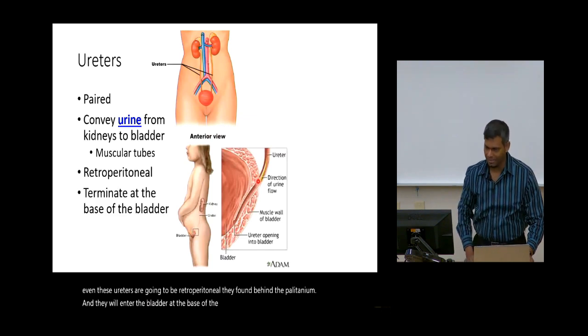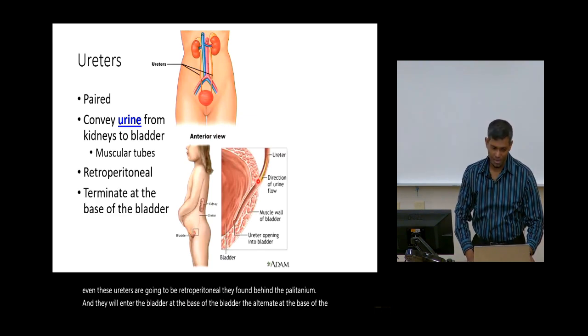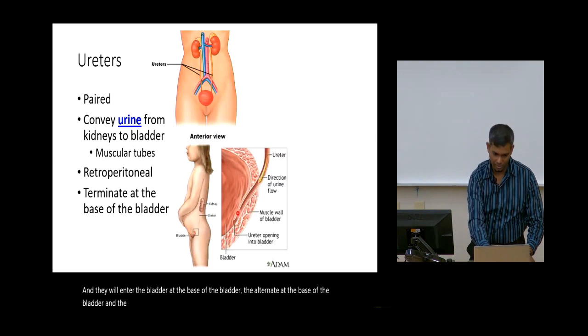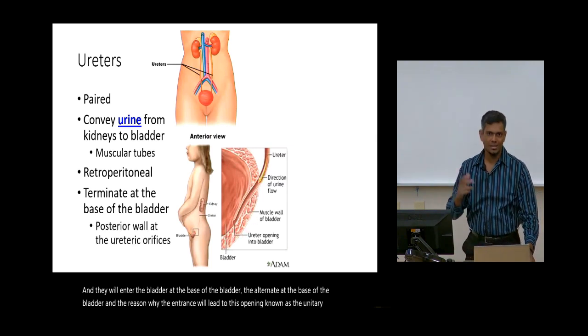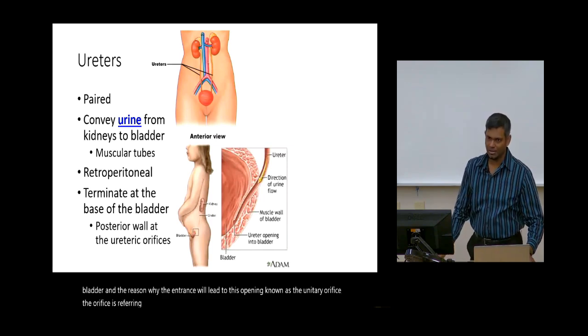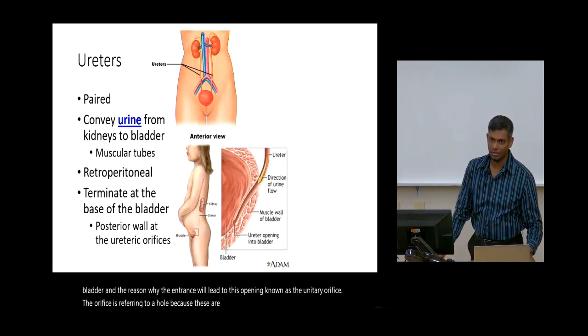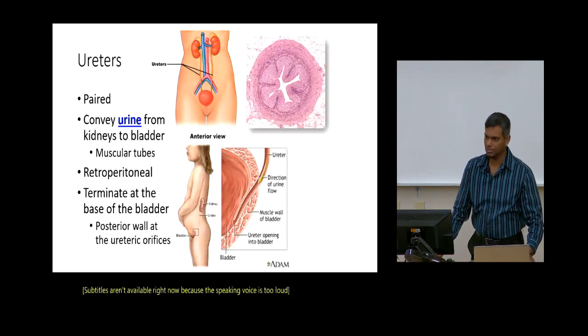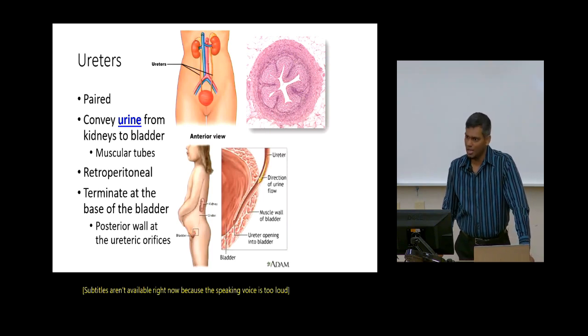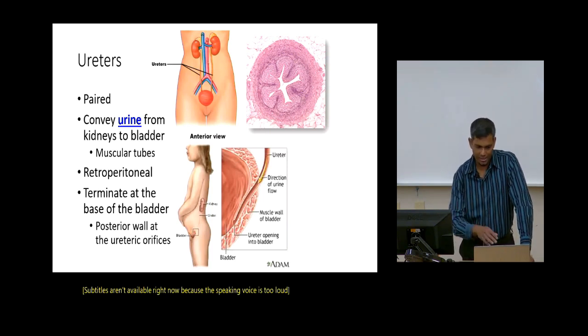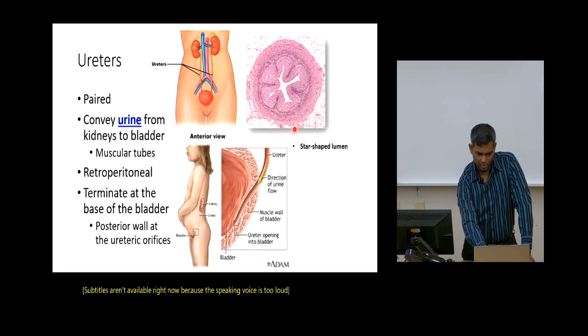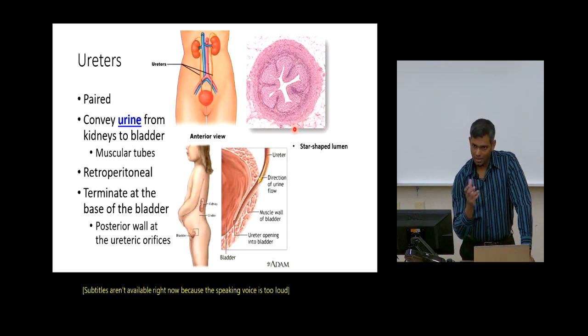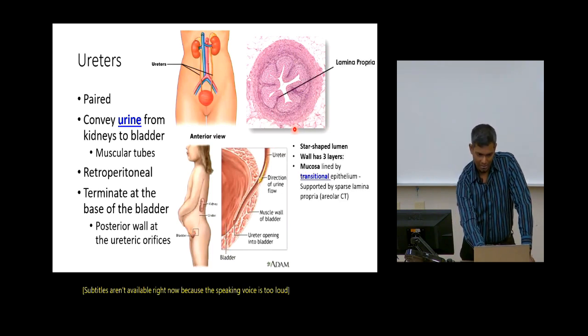They will terminate at the base of the bladder, and the region where they enter will lead to an opening known as the ureteric orifice. Orifice refers to a hole, because these are holes found at the end of the ureters. They are called the ureteric orifices. A cross-sectional view of the ureters will reveal that the lumen is star-shaped, right? And this star-shaped lumen is lined by transitional epithelial cells.